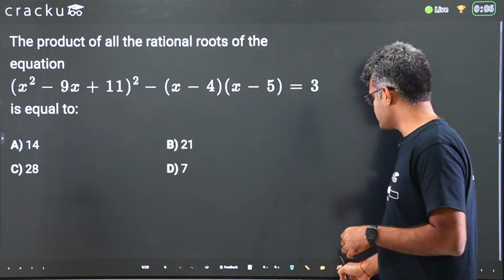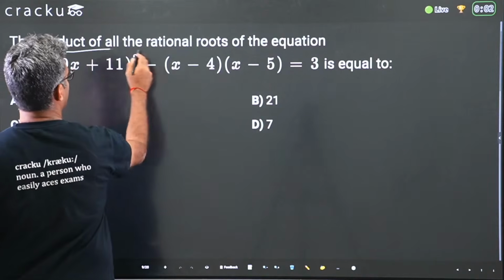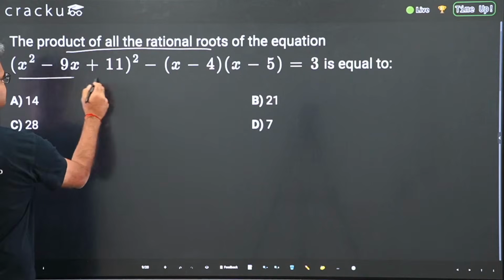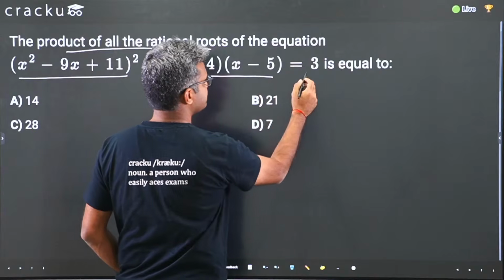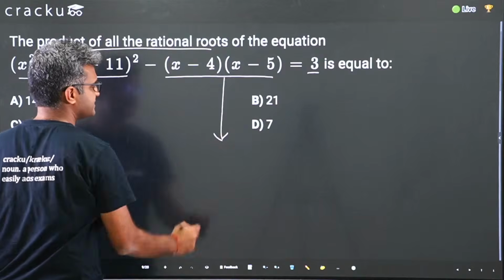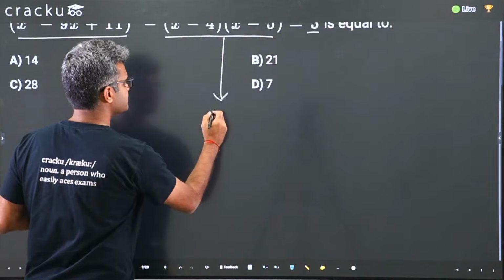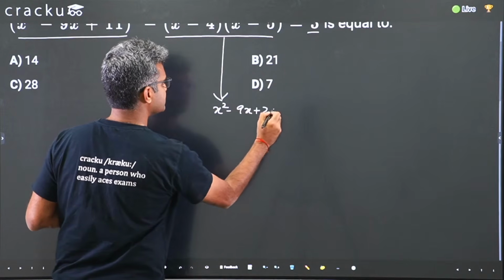Okay, let us try to answer this question. In this question, we are required to calculate the product of all the rational roots of the equation (x² − 9x + 11)² − (x − 4)(x − 5) = 3. If you look at the second term of the left hand side, it is (x − 4)(x − 5). This is simply equal to x² − 9x + 20.